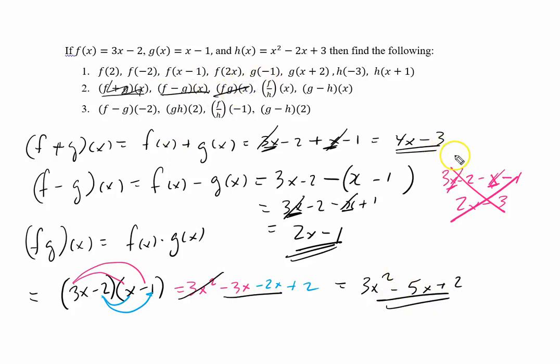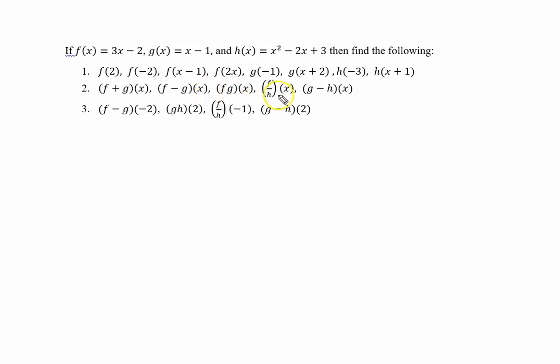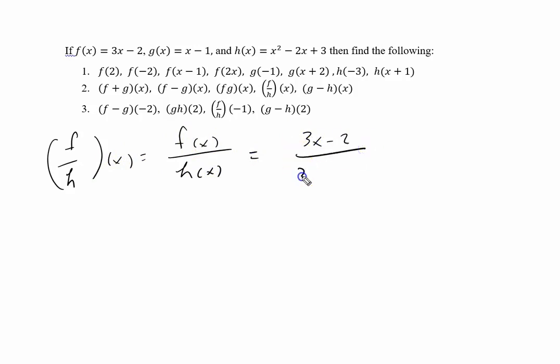Okay. Now I'm going to clear the board again. Let's go on to this one. That's the formula for f all divided by the formula for h. And so I'm going to have 3x minus 2 all over x squared minus 2x plus 3. And I don't have anything to cancel. No, I can't factor that. So there's no cancellation there. If there's cancellation, you'll have to do it. But that's what we get for that answer.